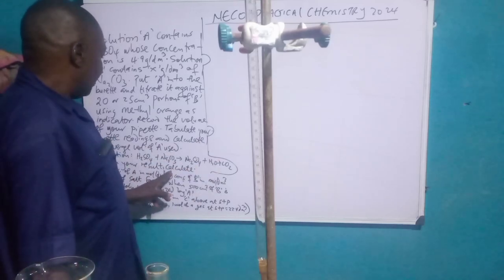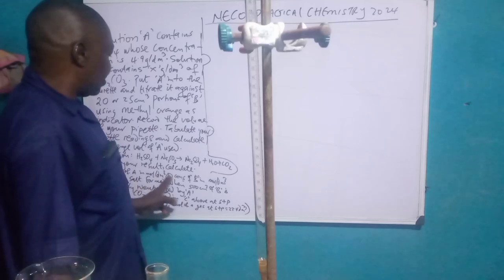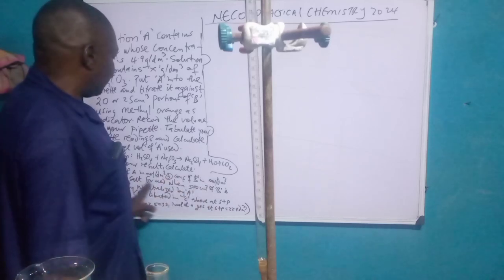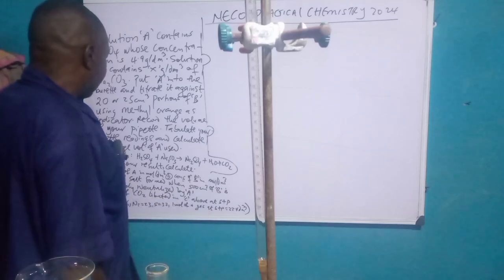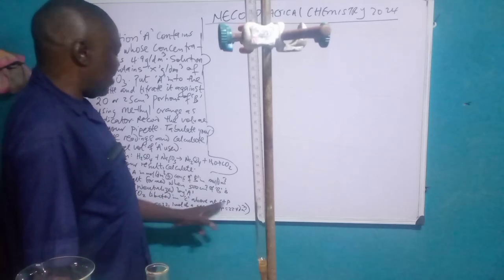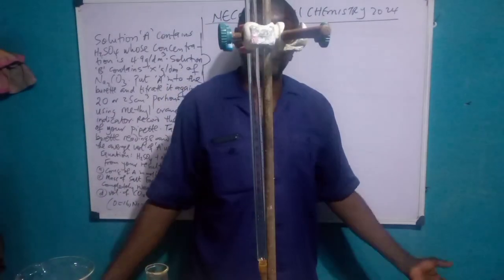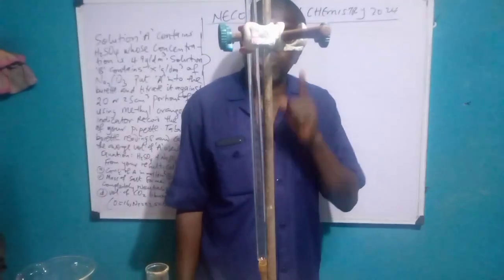Write the equation. From your result, calculate the concentration of A in mole per dm cube, the concentration of B in mole per dm cube, the mass of salt formed when 500 cm cube of B is completely neutralized by A, and the volume of CO2 liberated in the above at STP. These are the values you need to calculate. So this is the likely question we believe will come out, but make sure you study it very well.